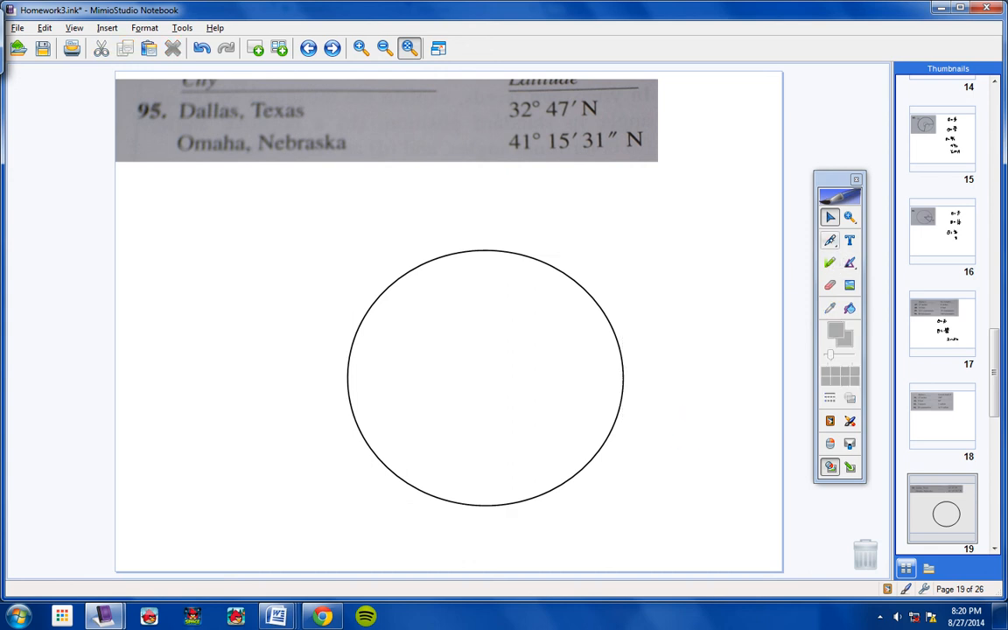So there's Earth, and what they're saying is this: Dallas, Texas is 32 degrees 47 minutes north. Now, I'm not worried too much about the minutes. I will be in a second. Right now, I'm just going to draw a line like this, and I know I'm going to rotate up approximately 32 degrees. So 32 is about right there. That looks pretty good. So there's my 32 degrees approximately, and right on this point, I'm going to use a red point. This is going to be Dallas, Texas.